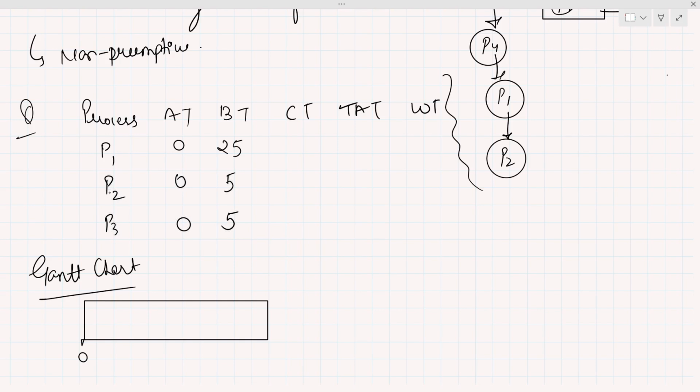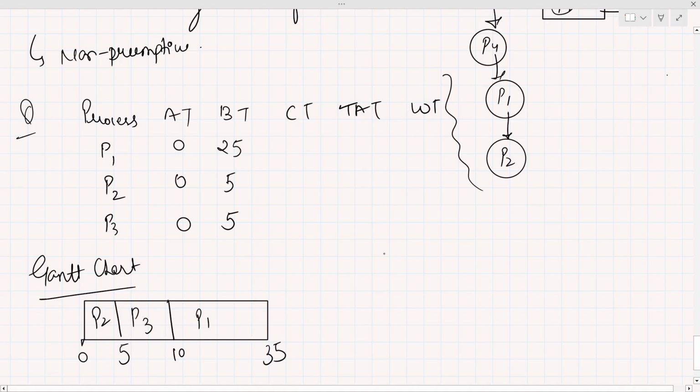Okay, so between 2 and 3, definitely 2 is smaller, so P2 is the process that gets selected first. The completion time: burst time is what? 5. So the completion time of P2 is 5. After that, P3 is selected; its completion time will become 10, the completion of P2 plus the burst time. After that, P1, so 25 plus 10 becomes 35. So the completion time of P1 is 35, for P2 it is 5, and for P3 it is 10.